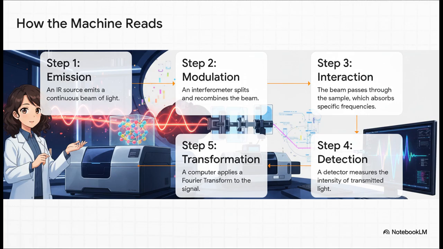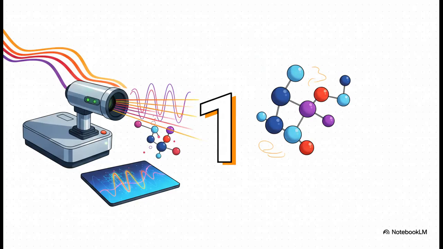Then it passes right through our sample, and this is where the molecules absorb the energy for their specific dance moves. A detector on the other side measures all the light that didn't get absorbed. And finally, the computer uses that Fourier transform to turn all that raw data into the final spectrum, the fingerprint. And this, right here, is where the FTIR in FTIR really earns its keep.